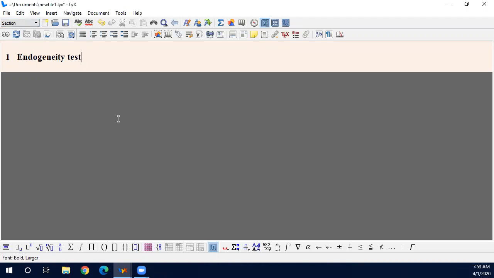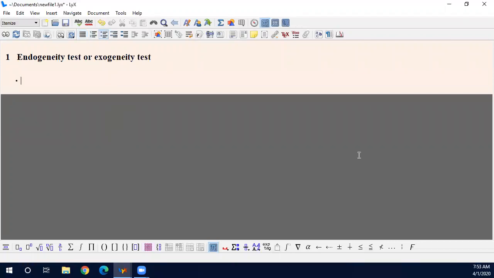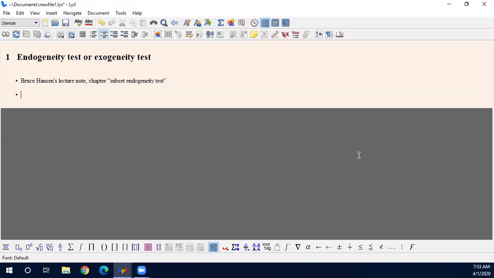Sometimes it is called endogeneity test, or sometimes it is called exogeneity test. So you will see why the name is confusing. By the way, its reference is Bruce Hansen's online econometrics lecture note, chapter subset endogeneity test. So in his lecture note, he has a section titled subset endogeneity test. My lecture note is based on his, so find his if you need more references.